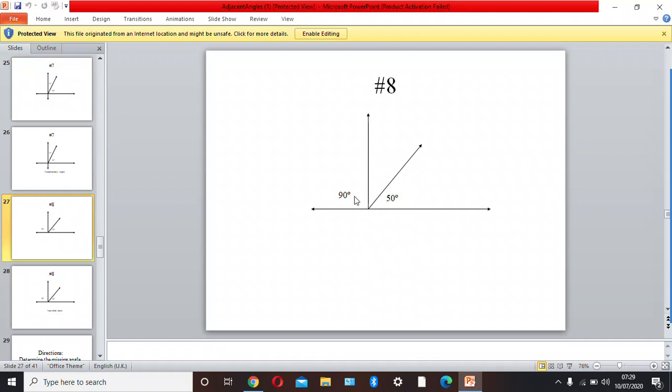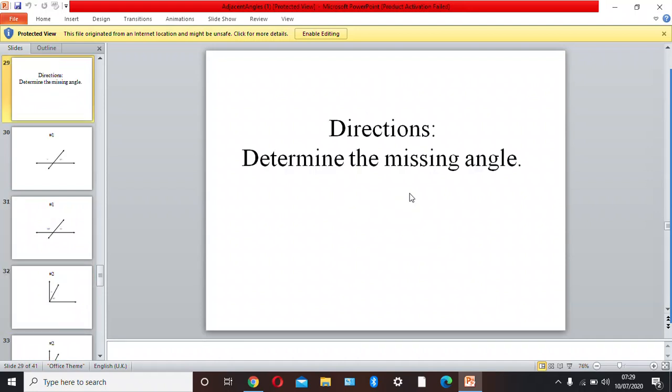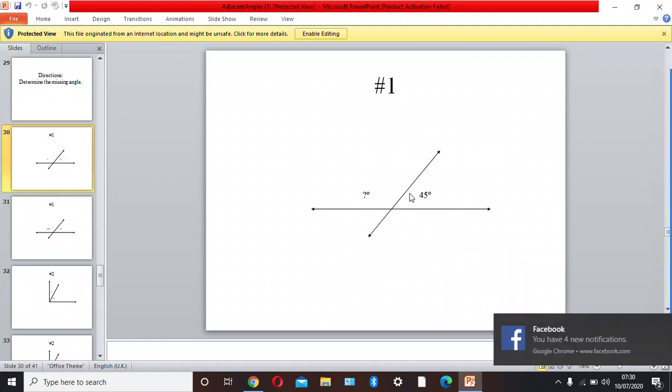Okay, what about this? What will you say? 90 degrees plus 50 degrees. These are not adjacent angles because they are not side by side. They are not complementary angles because it is more than 90, and they are not supplementary angles because it's not up to 180 degrees. So what do we call them? None of the above.